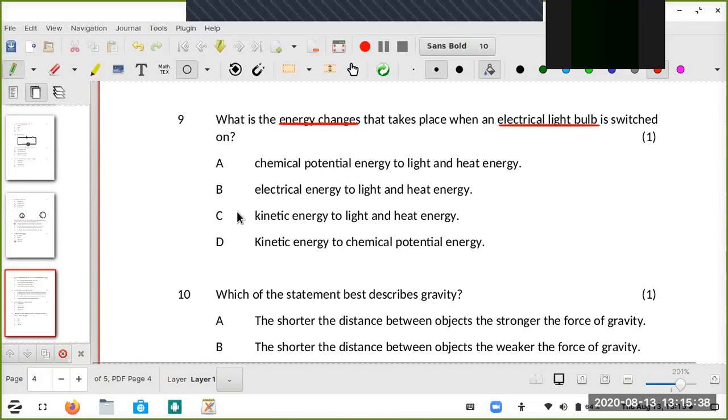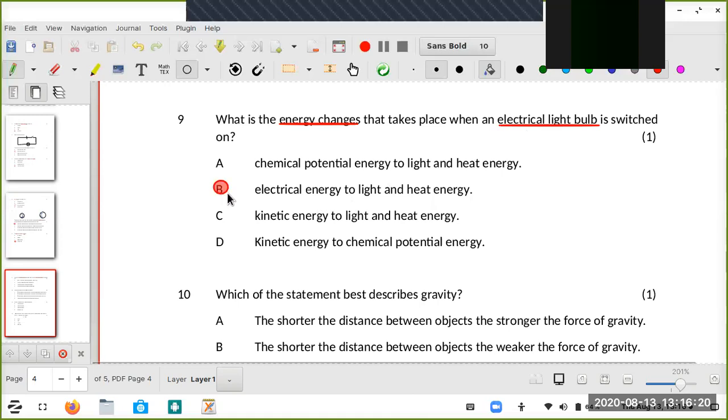Then kinetic, no, there's nothing that we are going to see moving here. So C is out. Kinetic energy is also out. Then going back to A and B, here we're just looking at the electrical light bulb, it's switched on. So the best answer for question number 9 is electrical, because it simply converts electrical energy to heat and light energy. So B is our correct answer.